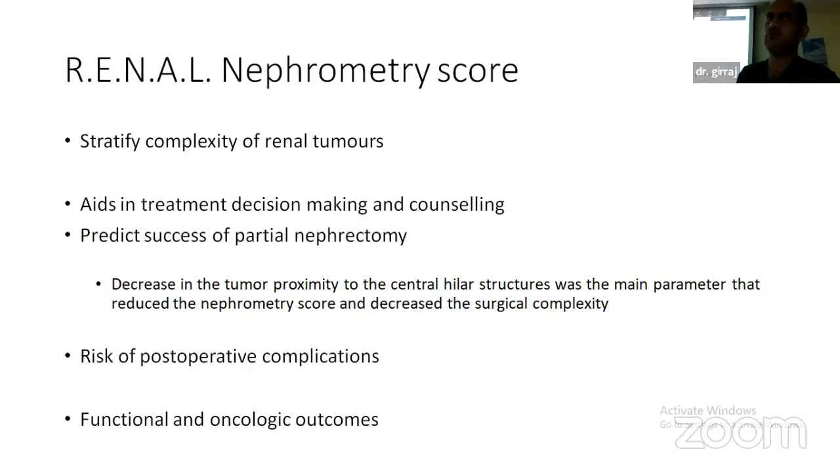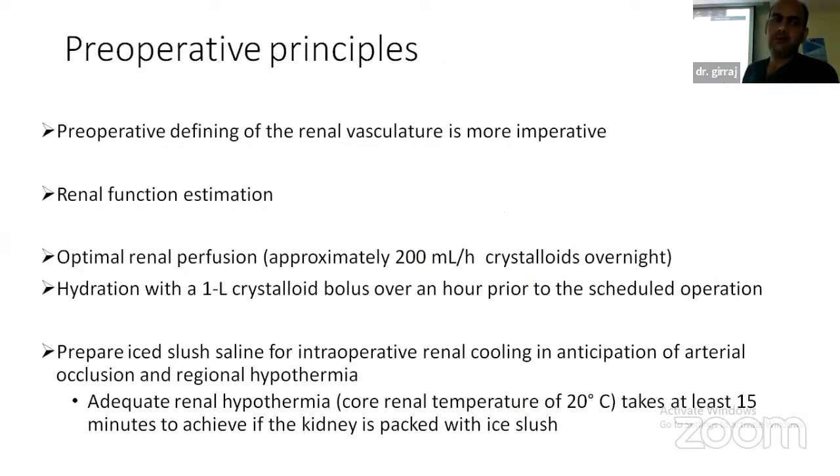If the score is 4 to 6 it is mild, 7 to 9 moderate, and 10 to 12 high complexity. It aids in treatment, decision making, and counseling. Predict success of partial nephrectomy. Decrease in the tumor proximity to the central large structure was the main parameter that reduced the nephrometry score and decreased the surgical complexity. Risk of postoperative complication and functional and oncological outcomes.